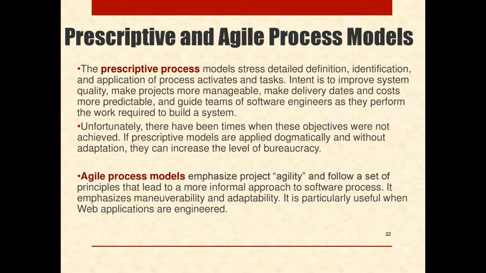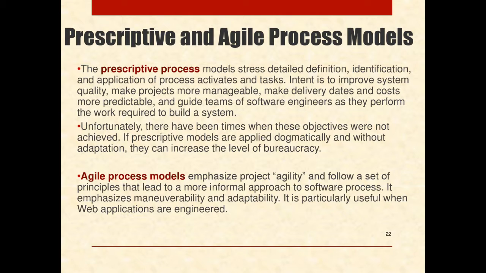Prescriptive and agile process models. The prescriptive process models stress detailed definition, identification, and application of process activities and tasks. The intent is to improve system quality, make projects more manageable, make delivery dates and costs more predictable, and guide teams of software engineers as they perform the work required to build a system. Unfortunately, there have been times when these objectives are not achieved. If prescriptive models are applied dogmatically and without adaptation, they can increase the level of bureaucracy.